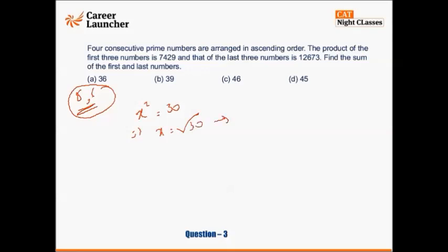Now root 30 is somewhere between 5 and 6. So the thing that you should be looking at is whether 5 and 6 divide 30 or not. And guess what? 5 and 6 was the answer. Is that clear?